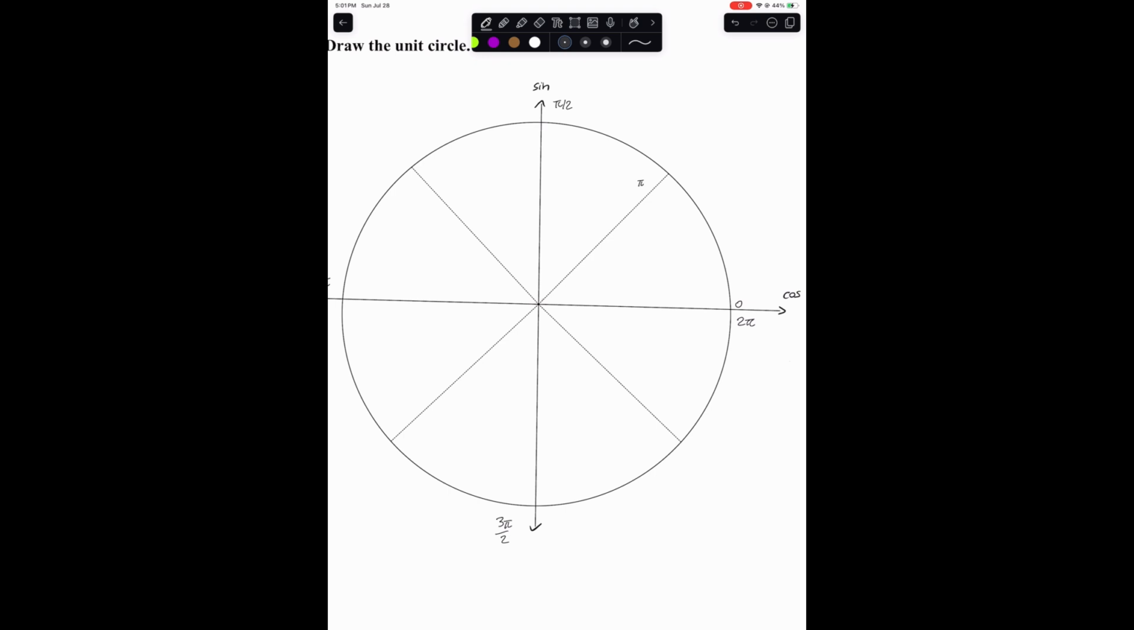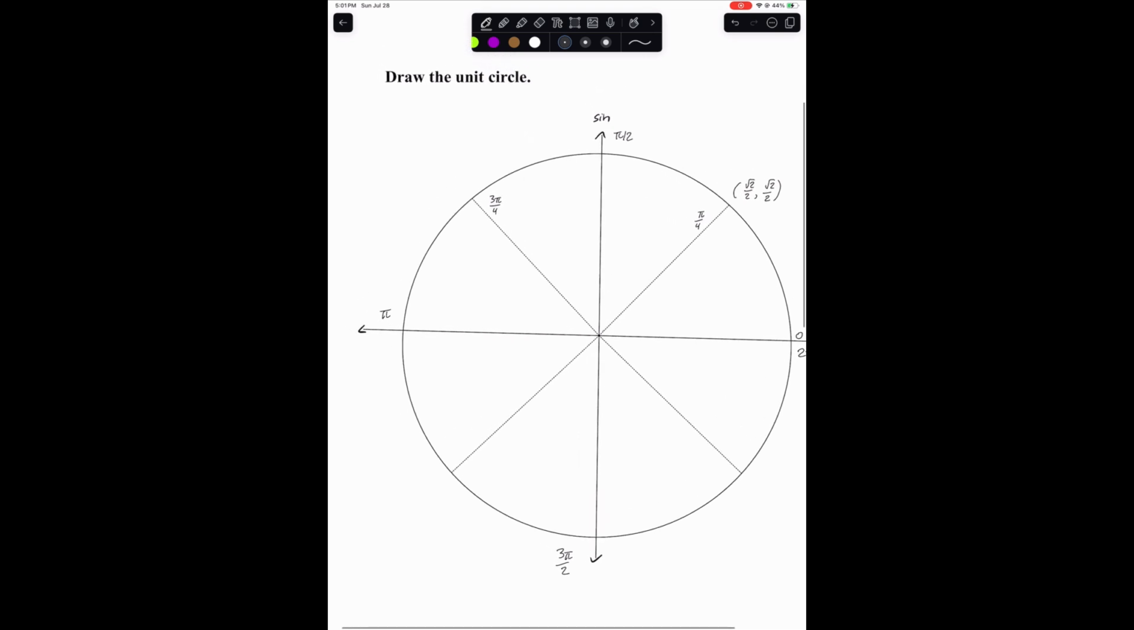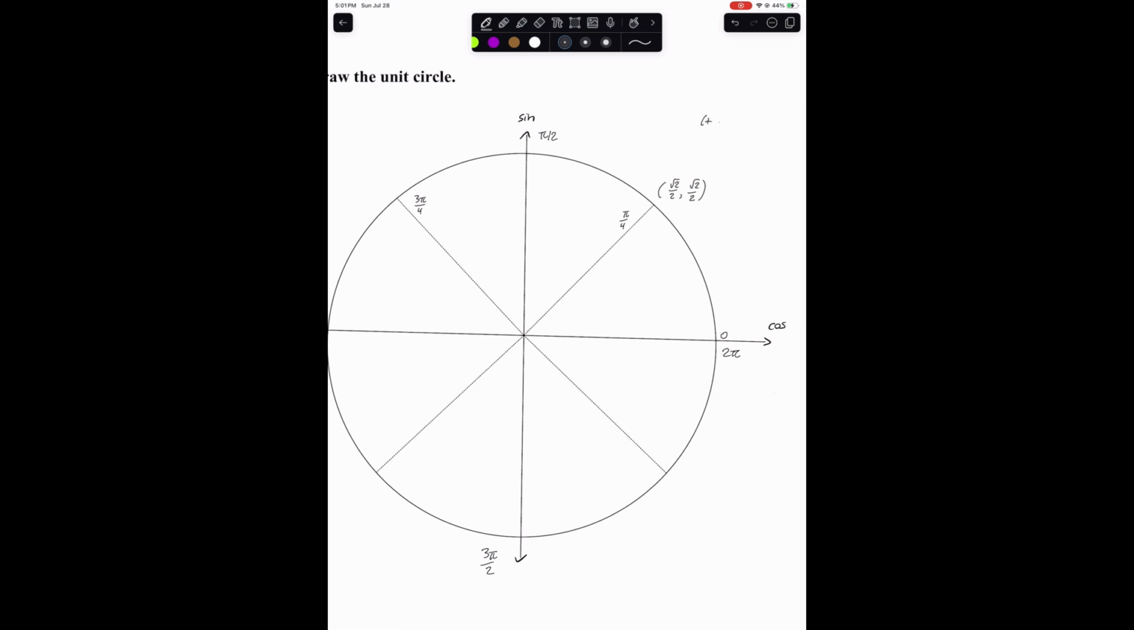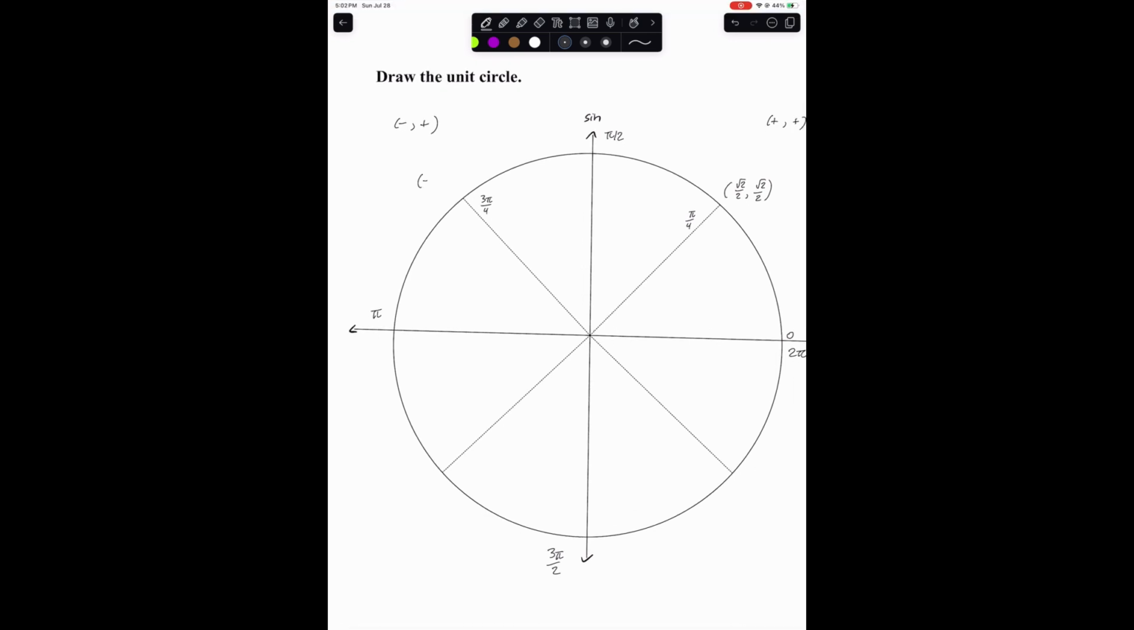Okay, so pi over 4, you get root 2 over 2, comma root 2 over 2. And the only difference is when you go to the next one, we add 90 degrees, so we get 3 pi over 4. Or 90 degrees would be pi over 2. Now that we are in this region, we have a negative cosine, positive sine. So this is negative root 2 over 2, root 2 over 2.